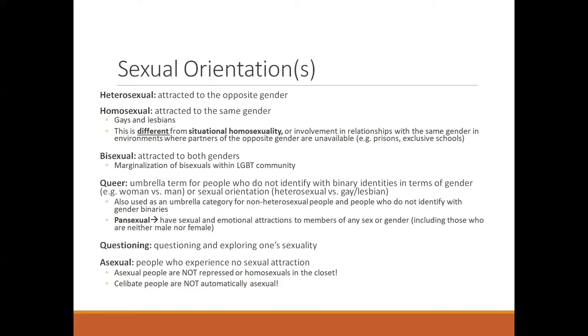And then finally, another orientation is asexual, pertaining to people who experience no sexual attraction. And asexuals also experience stereotyping. For instance, one stereotype is that they're repressed in terms of their sexuality. In reality, asexuals are not repressed, nor are they homosexuals, gays or lesbians in the closet. They're simply not attracted to any gender. And another stereotype is that if one is celibate, they're automatically asexual. In reality, celibate people are of any orientation. It doesn't mean that if they're celibate, they're automatically asexual.